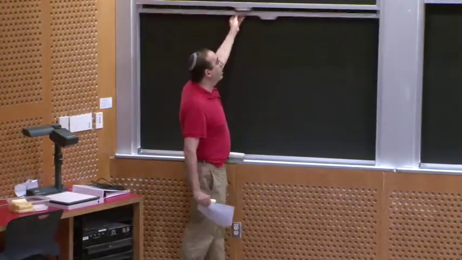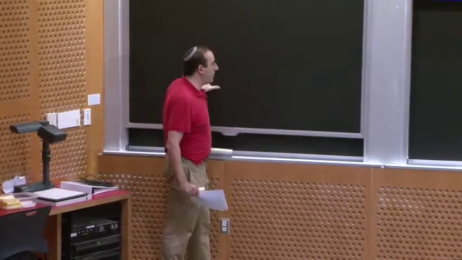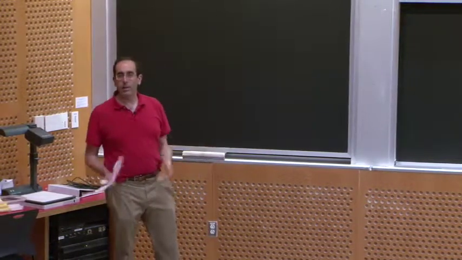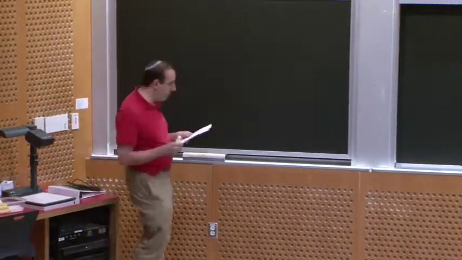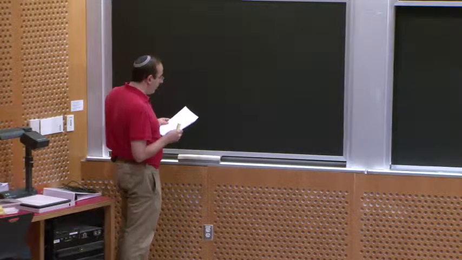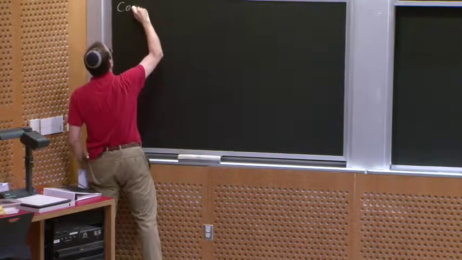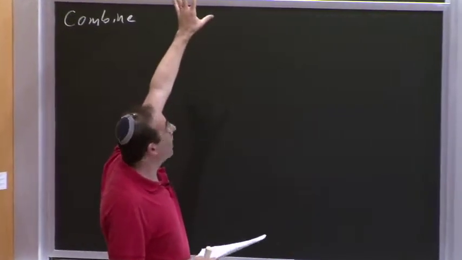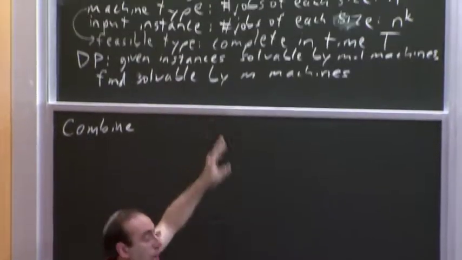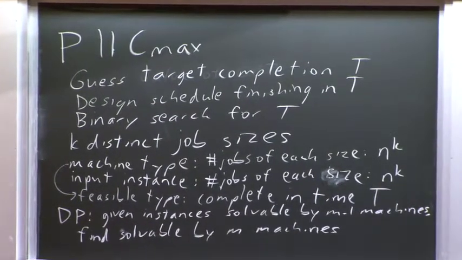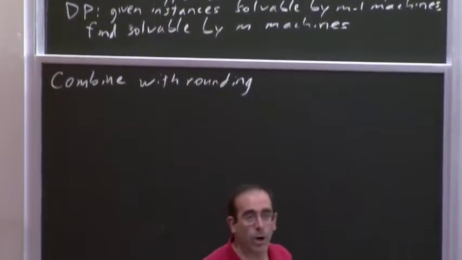OK. So what do we have to do in order to get an actual approximation algorithm? Well, we have to deal with this assumption that there are only k distinct types of machines, right? So how are we going to get around that? What I'm going to do is combine the enumeration technique that I just described with the rounding technique that we demonstrated just before the enumeration.